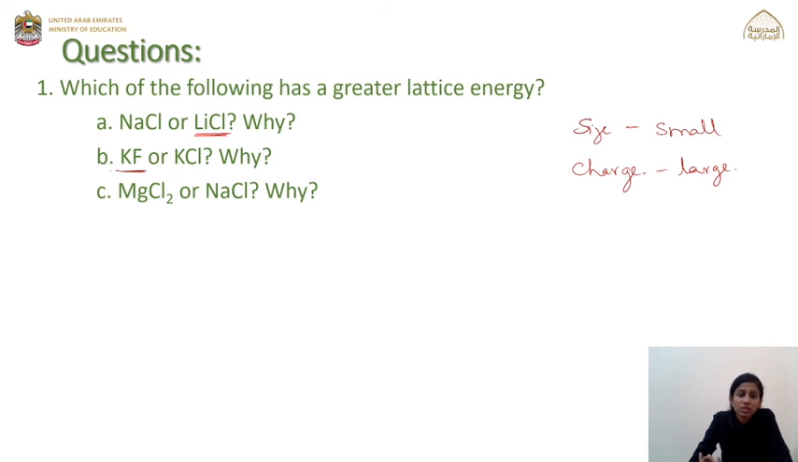If you take MgCl2 and NaCl, both have the same anions. For magnesium, the charge is +2, and for sodium, the charge is +1. So you know the charge should be large, then only the lattice energy will be more. So for this, the answer will be C.